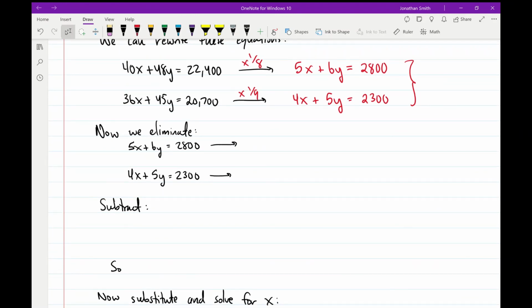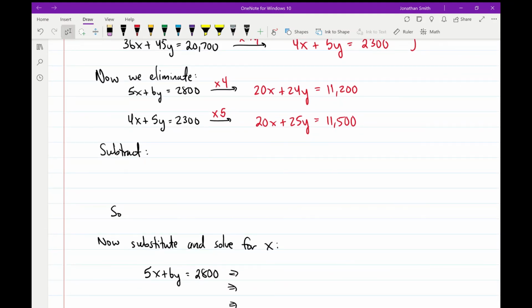And the 5x plus 6y, I want to get rid of the x's, so I'm going to multiply by a 4 here. And this is going to give me a 20x plus 24y. And 2,800 times 4 is 11,200. And the 4x plus 5y, let's multiply this equation by 5 so that we can get another 20x. And we get a 20x plus 25y. And then 2,300 times 5 is 11,500.